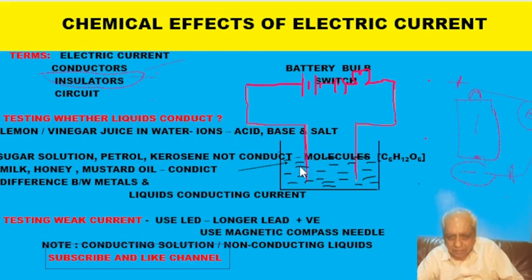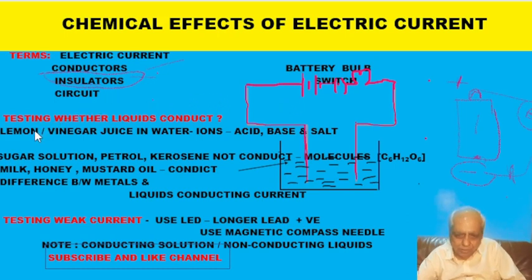Similarly, if I take distilled water and do this experiment, I will see my bulb does not glow. So what does it mean? It means distilled water is a bad conductor of electricity. It does not conduct electricity. But tap water conducts. Why is this difference? Because tap water contains many salts dissolved in it. Due to the presence of those salts, it becomes a conducting liquid.